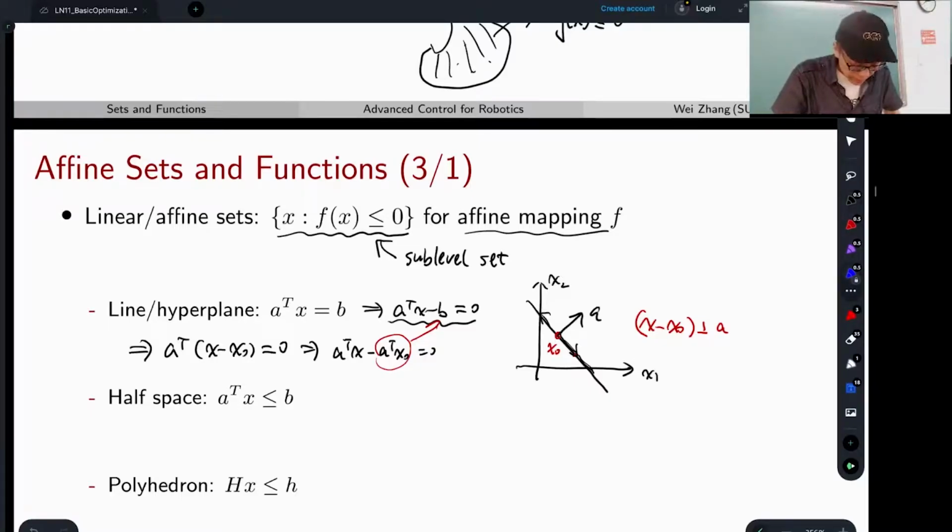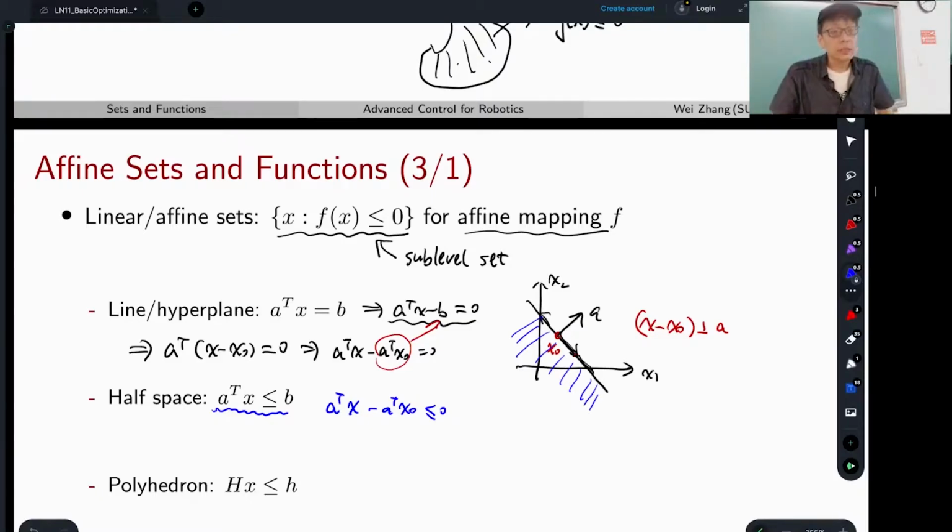And if I say half space, that means Ax less than or equal to b. Based on that figure, A transpose x minus A transpose x0 less than 0 will be something like this. It will be a half space. Maybe I'll ask Yangxing, is A transpose x minus A transpose x0 less than or equal to 0 this half or the other half? How do you know?